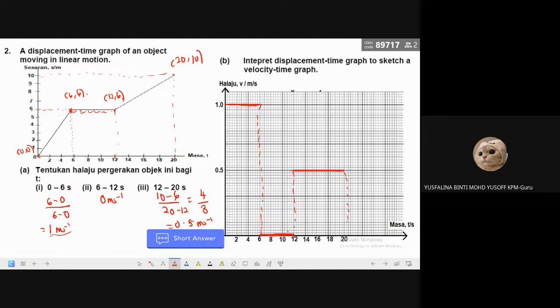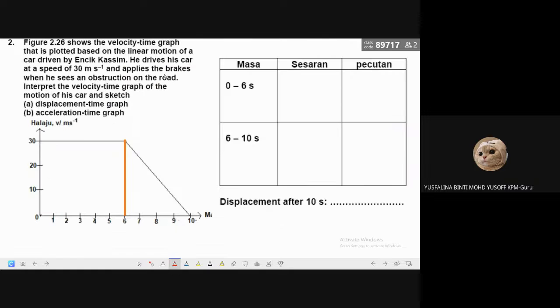So in the exam, if they put the line like this, this is how you interpret. This is only for the straight line. Okay, this one is only for the straight line like that. So are you okay? Let's say like this.